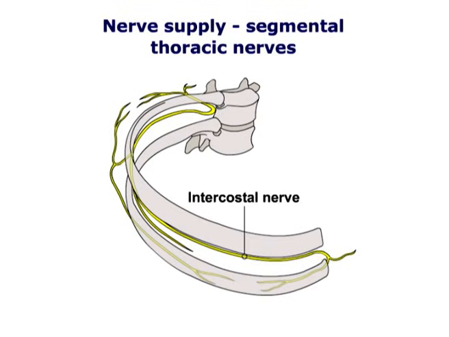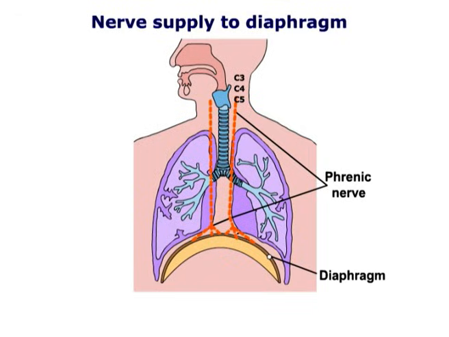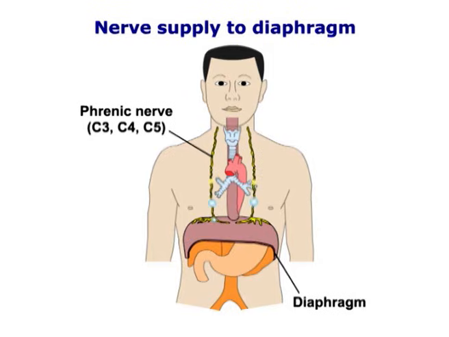The pleural membranes and the intercostal muscles are supplied by segmental somatic efferent and afferent fibers from the thoracic region. The diaphragm is innervated by the phrenic nerve, which originates from C3, C4 and C5. It descends the neck, then through the mediastinum to pierce the diaphragm to supply it from its inferior surface.